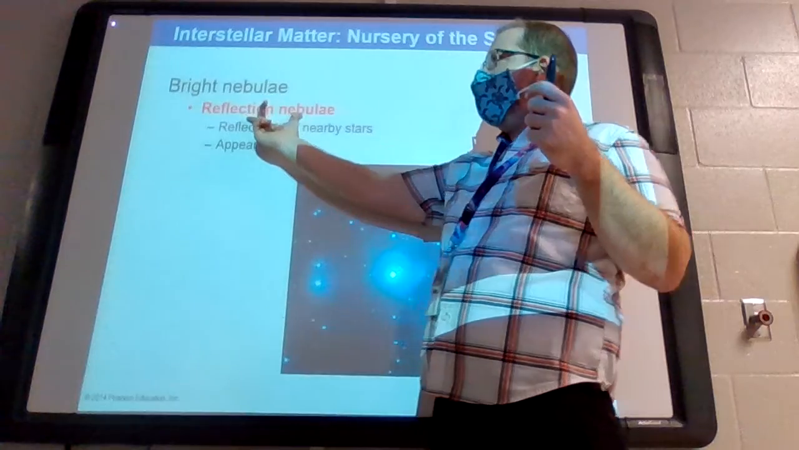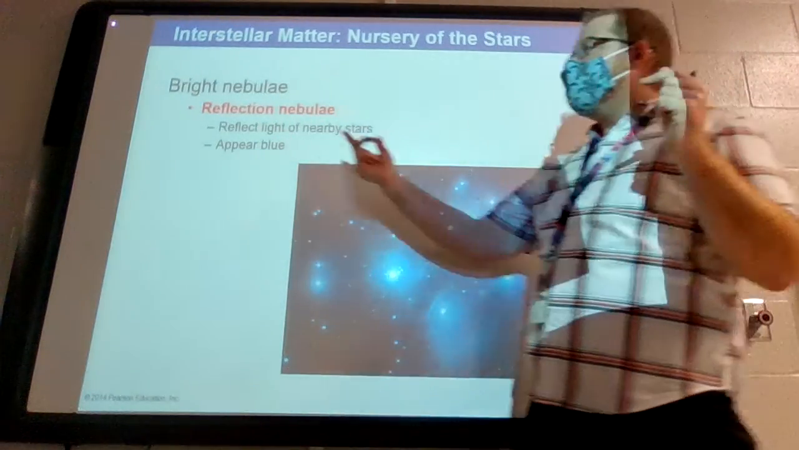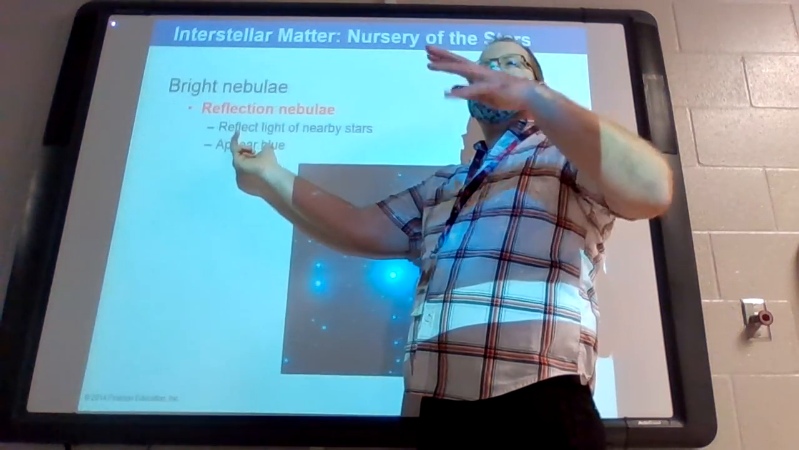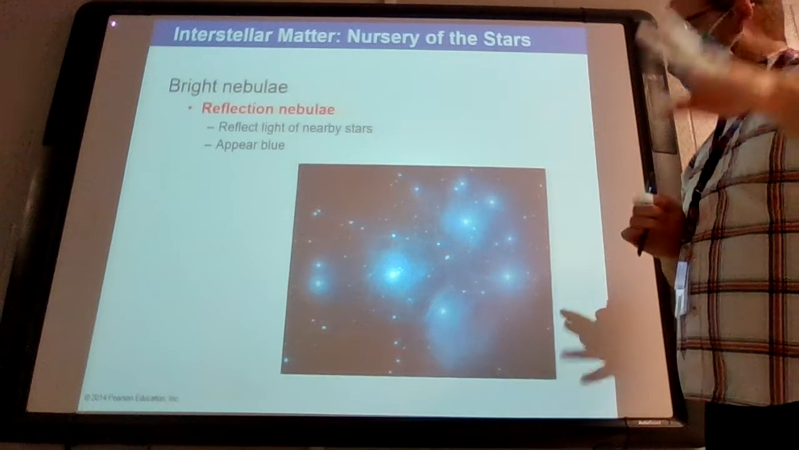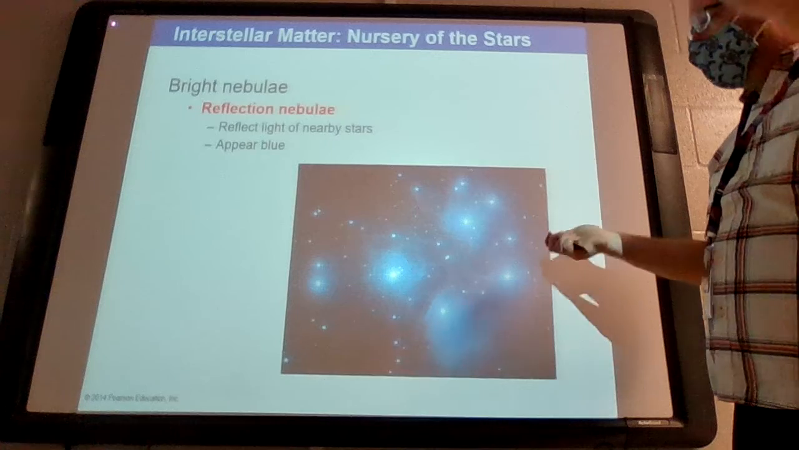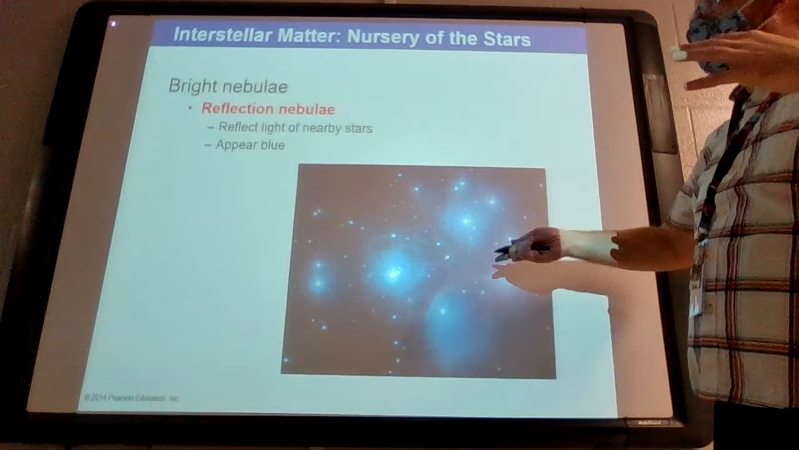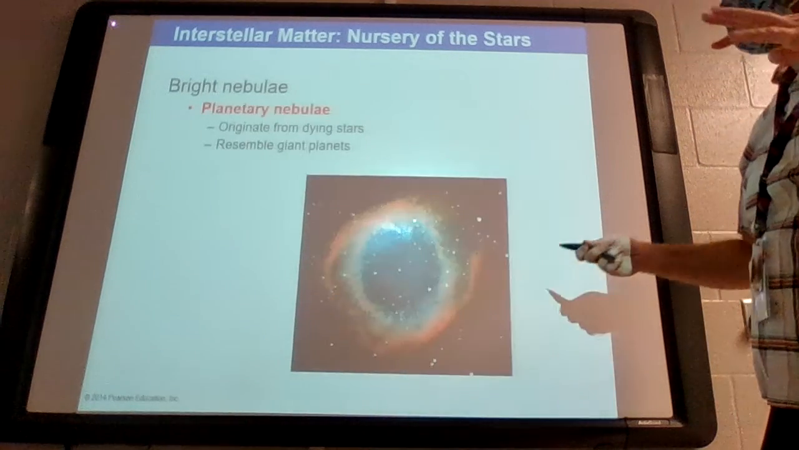Then you get your reflection nebulae, which are blue. The reason they appear blue is because they're reflecting light on the blue end of the UV spectrum, which is much easier to reflect. It's easy for us to see, and so we can see them pretty well. So these are your blue reflection nebulae.